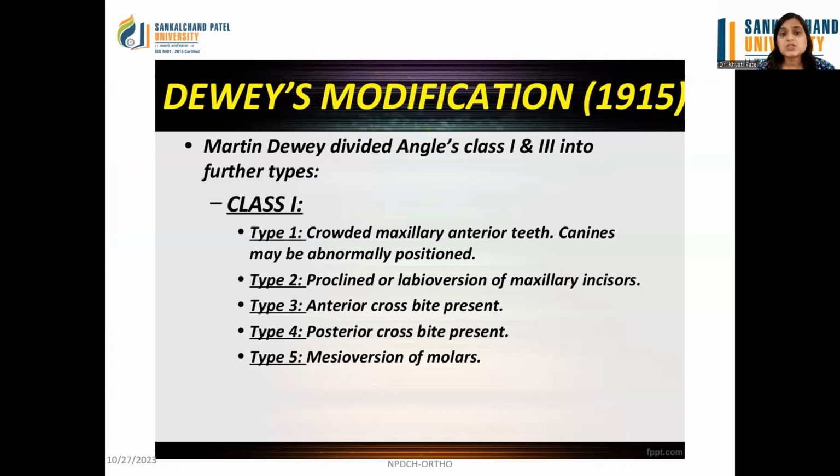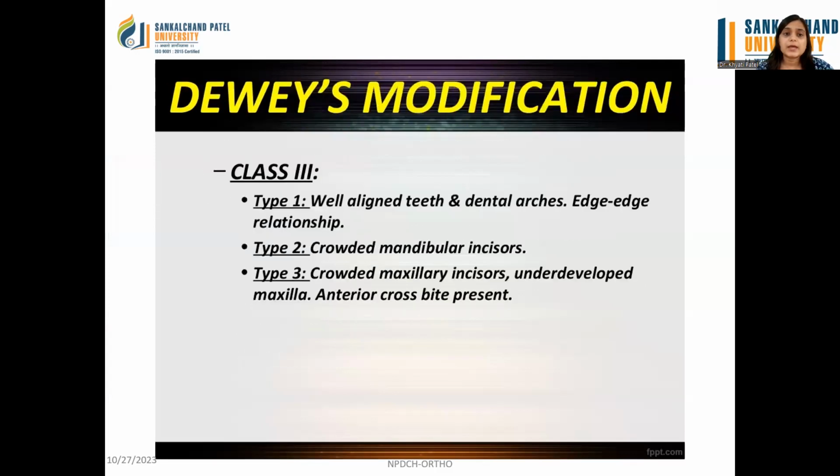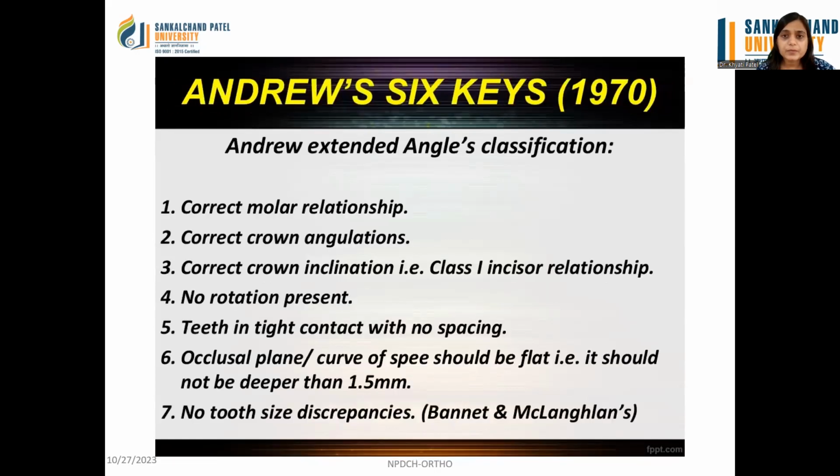In the Davis modification for class 1, the molar relation is class 1 but with crowded maxillary anterior teeth. In type 2, proclined maxillary incisors. In type 3, anterior crossbite. In type 4, posterior crossbite present. And type 5, mesioversion of the molars. In the class 3 modification, in type 1, there are well-aligned teeth and dental arches, but an edge-to-edge relationship. In type 2, crowded mandibular incisors, and in type 3, crowded maxillary incisors.